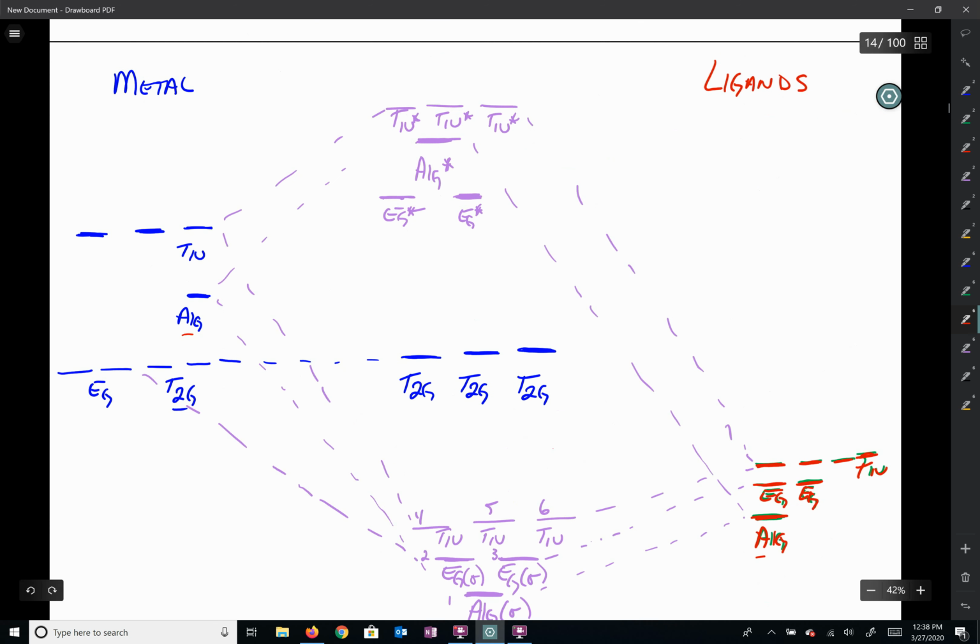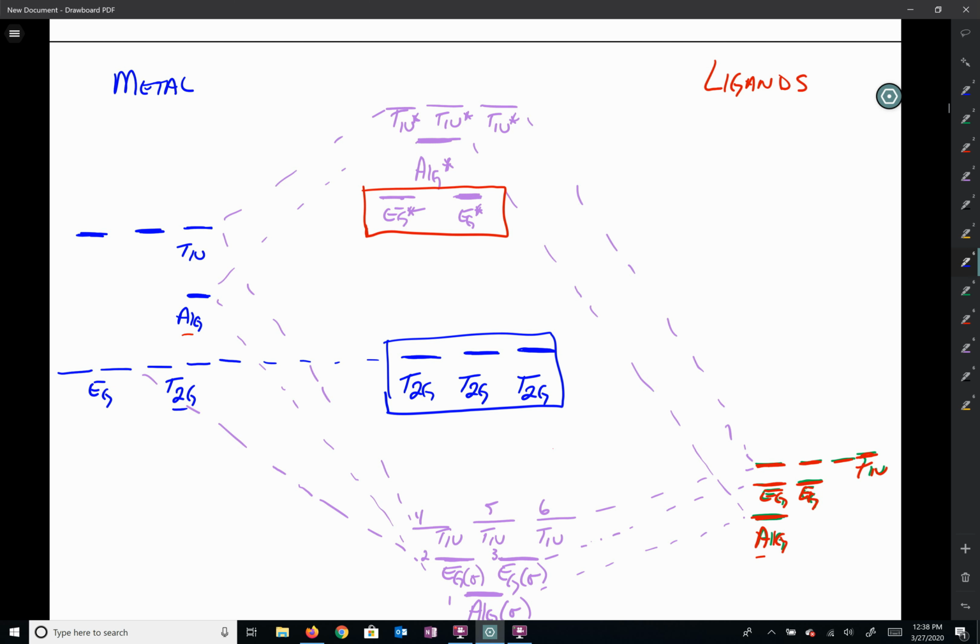And here is something super duper important. The EG set, okay, the EG set in an octahedral complex is anti-bonding in character. It is anti-bonding in character. Oh my, okay. So that is going to be extremely important. It also means that the T2G set is non-bonding in character, and that's going to be important.